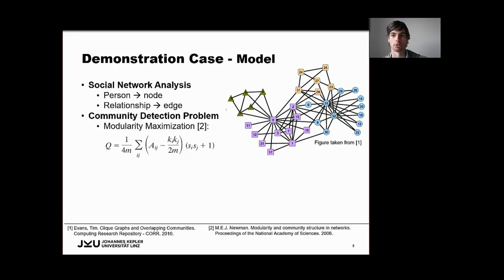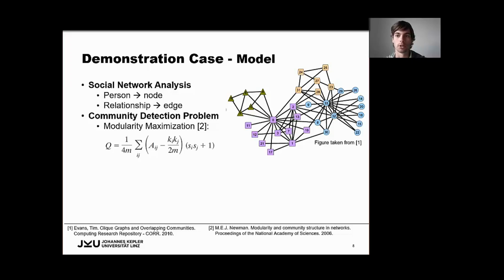And therefore, we have chosen the problem domain of social network analysis, or more specifically, community detection in such networks. So when we look at this graph representation on the right, this represents a social network, and each node represents a person, and each edge represents a relationship between two people. So the goal is now to find an assignment for each person to a certain community in such a way that the connectivity within the communities is maximized and the connectivity between different communities is minimized. So conceptually, it is about finding social groups in a given network. And on the slide, you can also see the formula which has to be maximized in this sense.